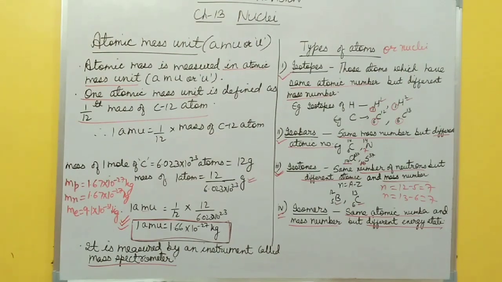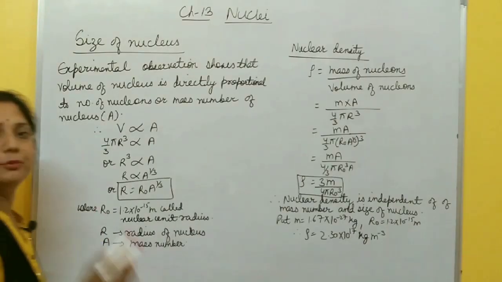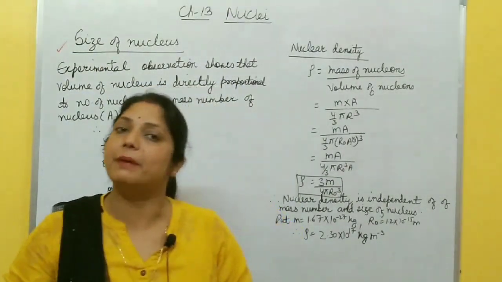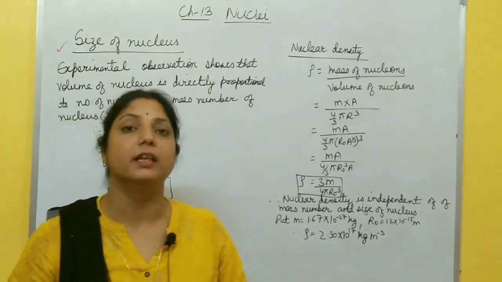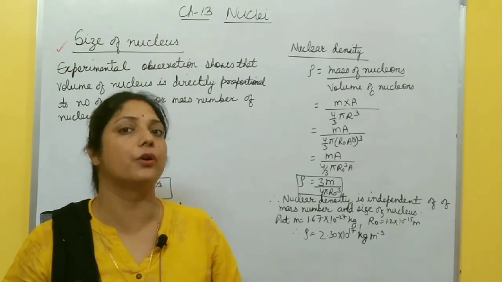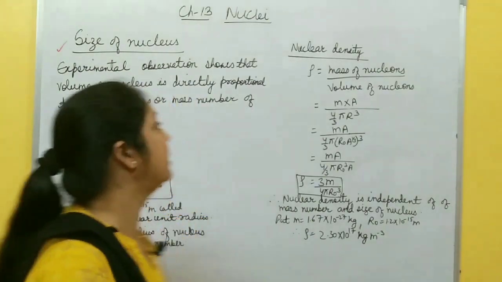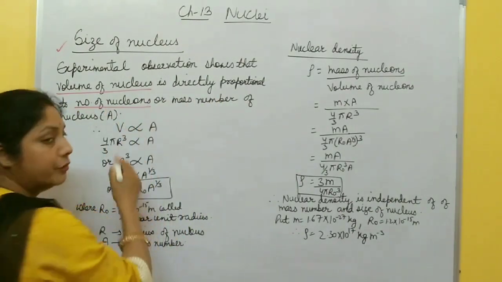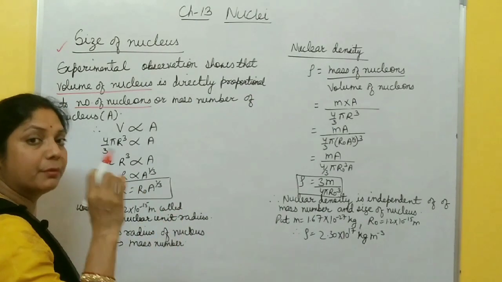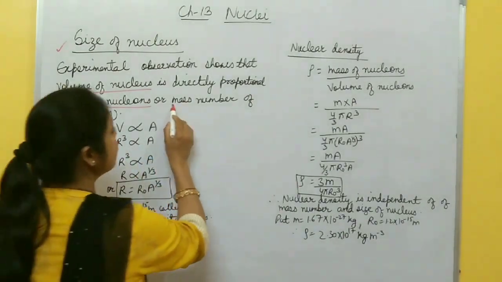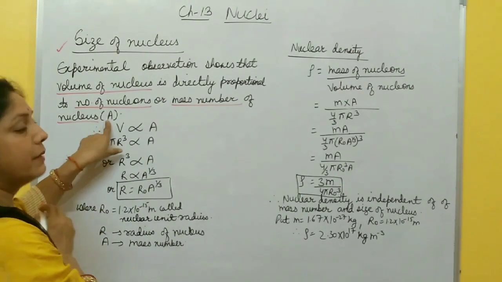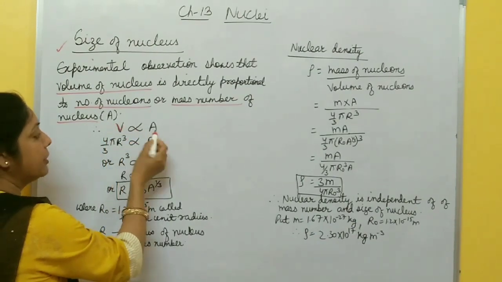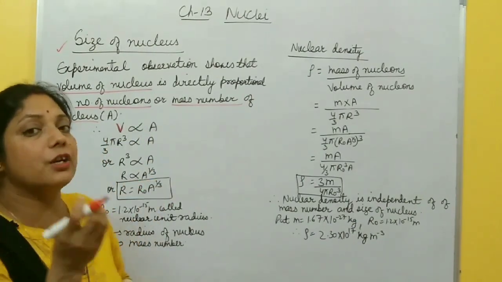After this we will discuss size of nucleus. Now after composition of nucleus, next is size of nucleus. Size of nucleus has been measured with the help of different experiments involving scattering of particles such as electron, proton, neutron. And in all these experiments, it is observed that volume of nucleus is directly proportional to number of nucleons, and number of nucleons is number of protons plus neutrons. It is also called mass number of nucleus, which is represented by A.